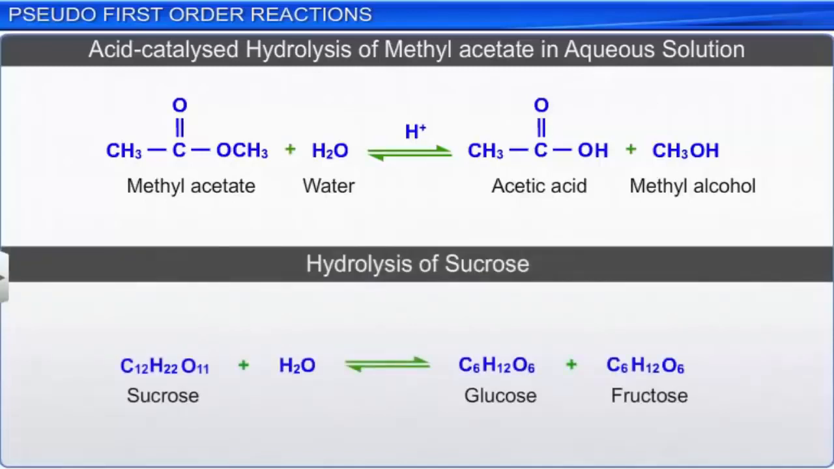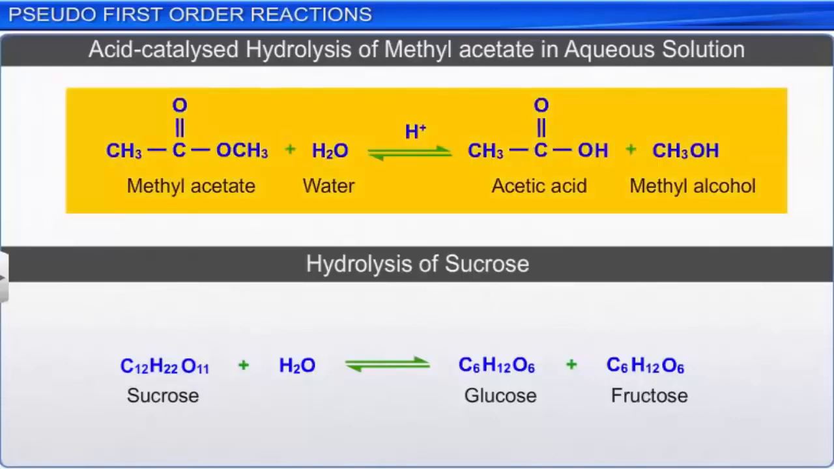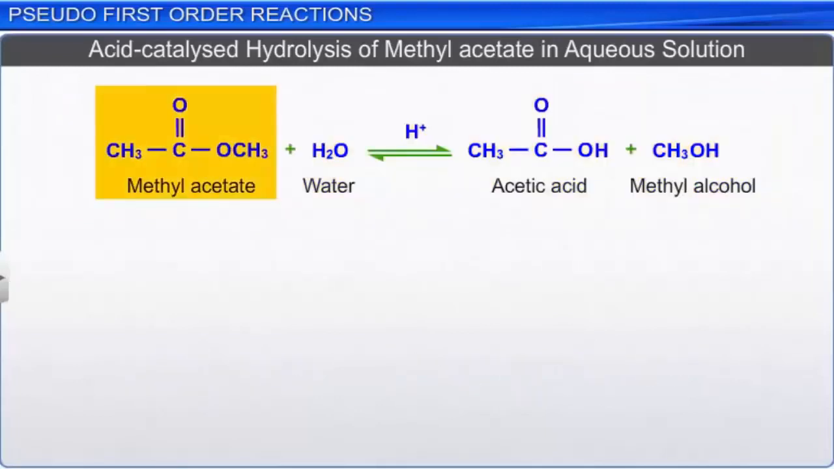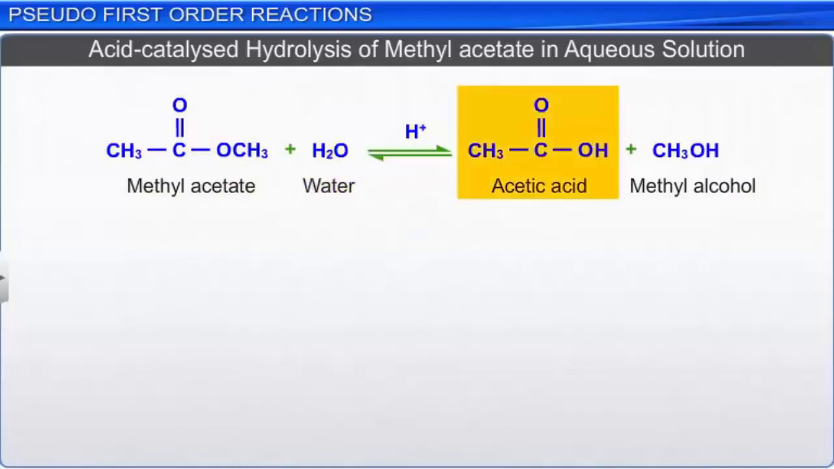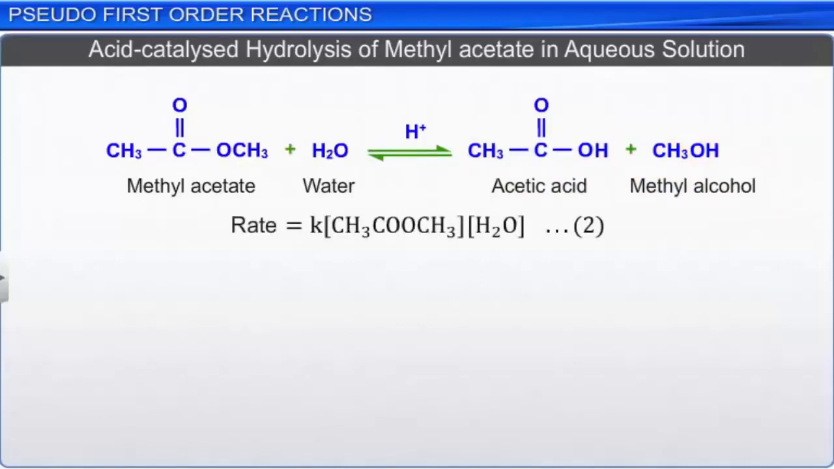Let us now understand pseudo-first-order reactions better by considering the acid-catalyzed hydrolysis of methyl acetate in an aqueous solution. Methyl acetate undergoes acidic hydrolysis to form acetic acid and methyl alcohol, as represented by the equation here. The rate equation for this reaction is rate constant K multiplied by concentration of methyl acetate multiplied by concentration of water. Let this be equation 2.